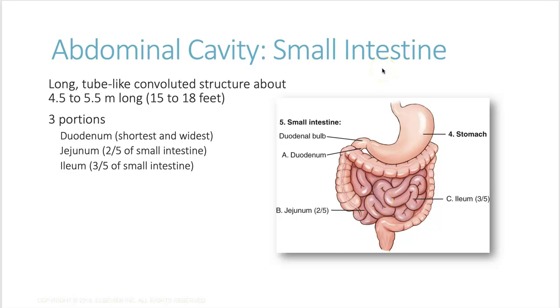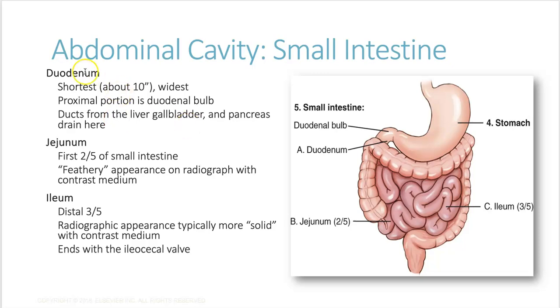Small intestine is next up in the process of digestion. So we swallow something, food, water, what have you, it goes to the stomach first. Then it's going to go to the duodenum, jejunum, and ileum of the small intestine, and it's in that order. So the duodenum is the shortest and widest part of the small intestine. It comes right after the stomach ends. Those two connect.